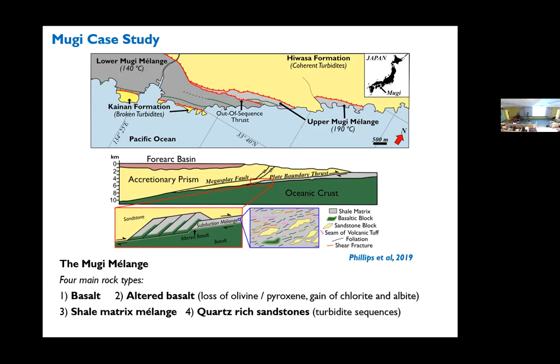So you go from basically relatively undeformed basalt into really deformed altered basalt, really deformed shale matrix melange, and we'll look at those in detail, and then back up into this relatively undeformed quartz-rich sandstone.